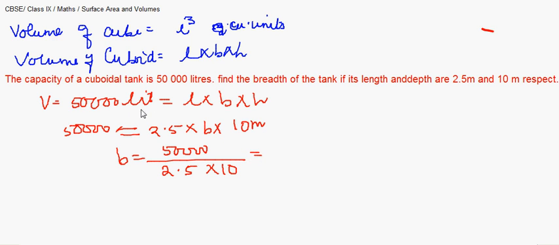Oh, this is in liters, so I need to also convert that into meter cube. 1,000 liters make 1 meter cube. So 50,000 by 1,000 makes it only 50 meter cubes, by 25 it becomes 2. So 2 meter will be the breadth of the tank. Let's take up more questions.